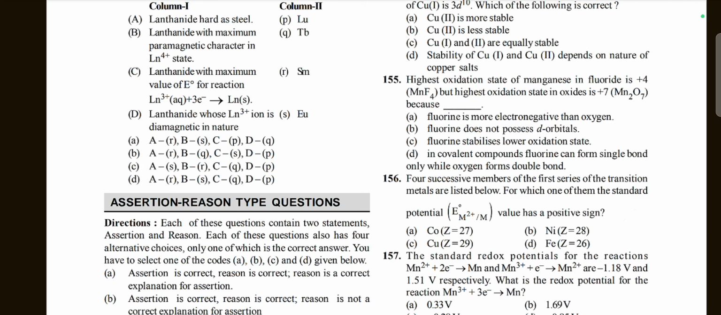148. Lanthanide hard as steel: Sm. Lanthanide with maximum paramagnetic character in Ln4 plus state: Eu. Lanthanide with maximum value of E0 for reaction Ln3 plus plus 3 electrons gives Ln solid: Tb. Lanthanide whose Ln3 plus ion is diamagnetic in nature: Lu. Option D will be the answer.